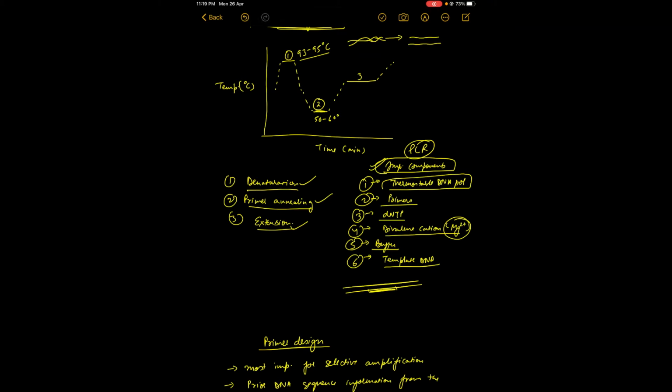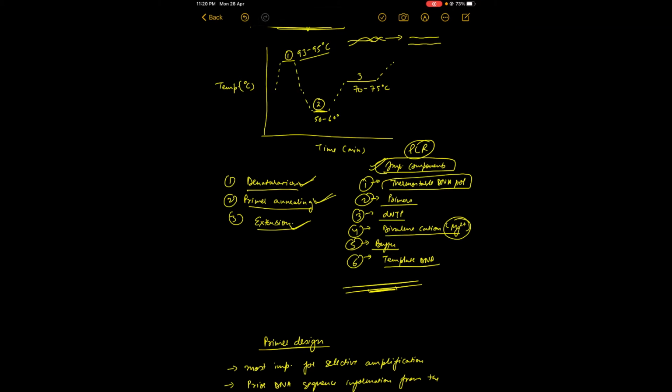Okay, and after this the process of extension takes place. The process of extension takes place at a temperature of basically 70 to 75 degrees Celsius, and this is the third step, that is called the extension. First is the denaturation, second is the primer annealing, and third is the extension. And these are the basic three steps that are required for any kind of PCR reaction.